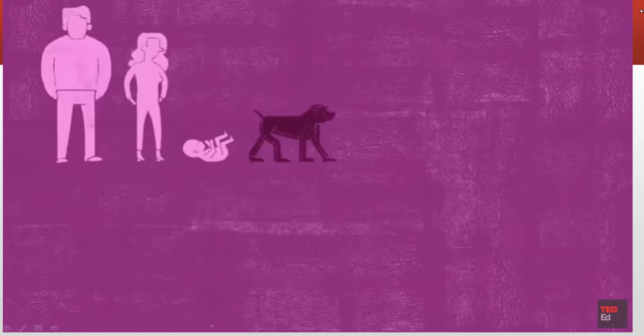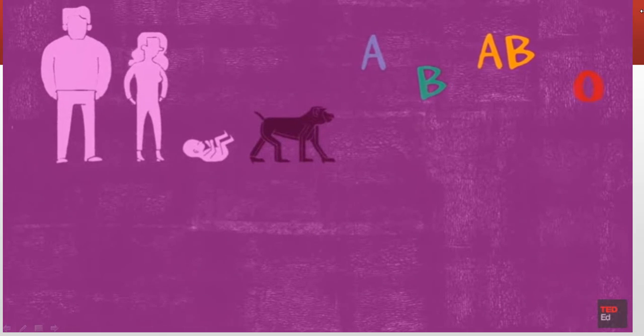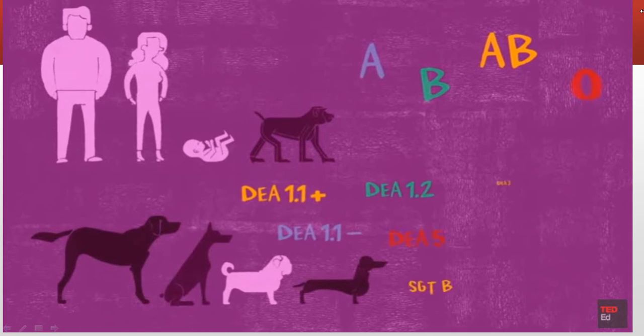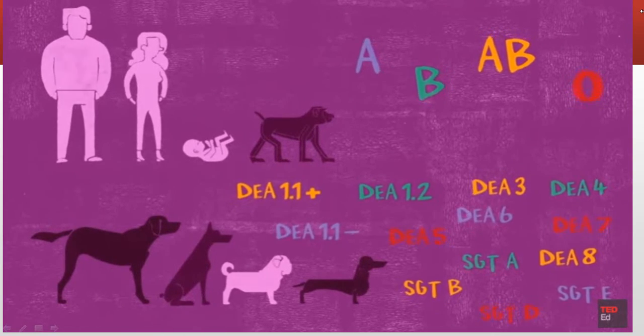Finally, different species have different sets of antigens. In fact, the 4 main blood types are shared by us, in comparison to the 13 types found in dogs.